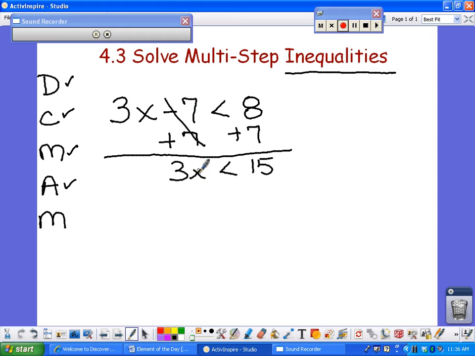Now, since we want x by itself, we want to isolate x. 3 is being multiplied by x, so we need to do the opposite, which is the inverse operation, division. So we're going to divide by 3 on both sides. These will cancel. We're left with x is less than 5.